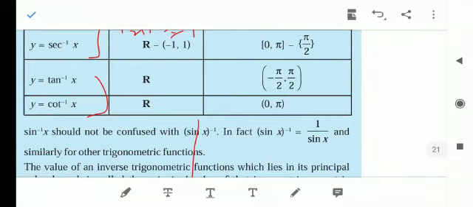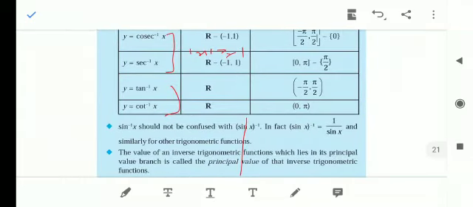In sin inverse and cos inverse, both are closed intervals. In cosec and sec, they are closed intervals, but the middle term is taken out of it. And for the first two, sin inverse x and cos inverse x, the domain is mod x less than or equal to 1. In cosec inverse x and sec inverse x, mod x is greater than or equal to 1. And in case of tan inverse x and cot inverse x, the domain is R.